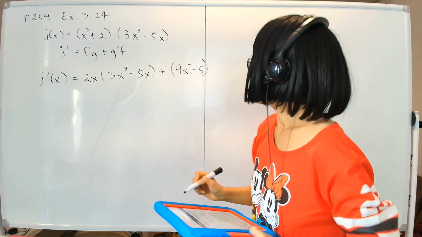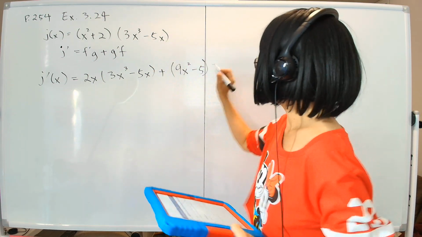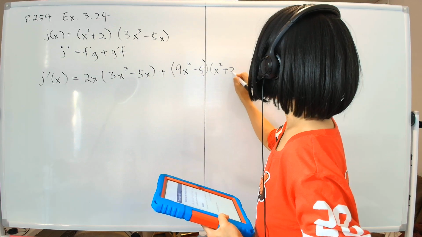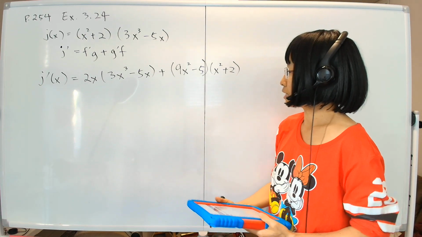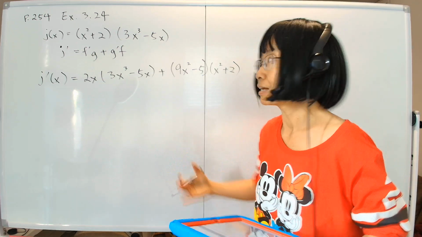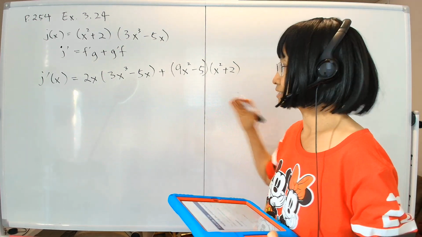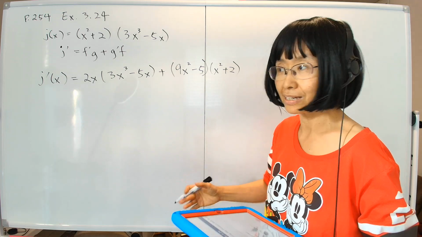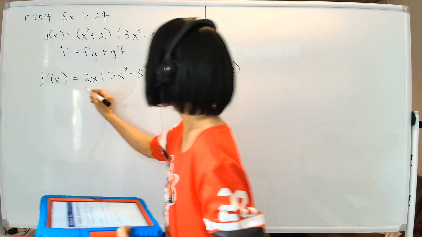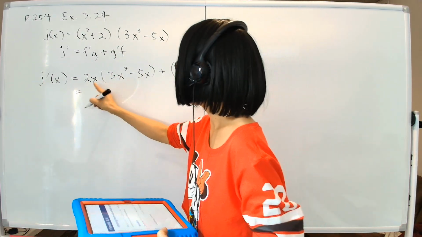All right, and that's just g prime, and we still have to multiply by f, x squared plus 2. So that's our j prime. But right now we will do a little bit of algebra to clean stuff up, shorten it, simplify, and hope that we do not mess up the multiplication, the basic math. So let's now do algebra.